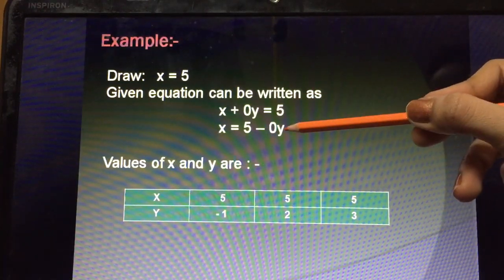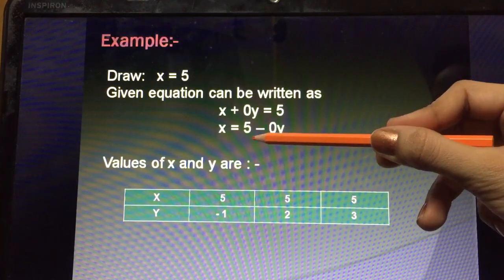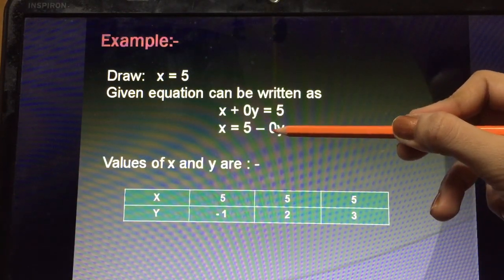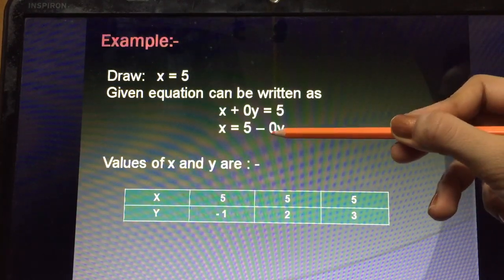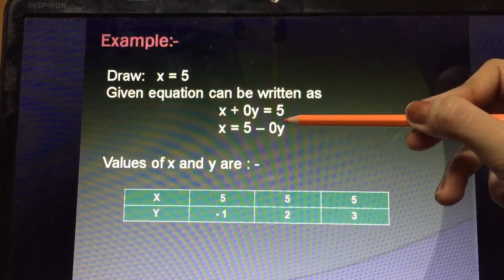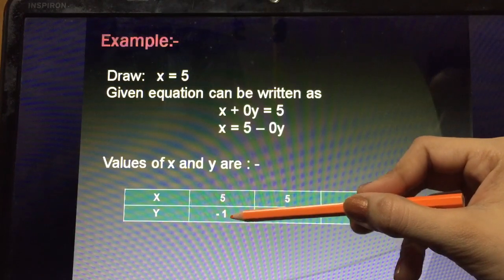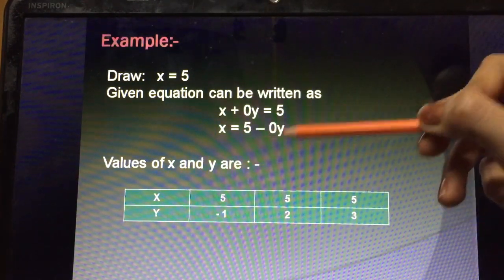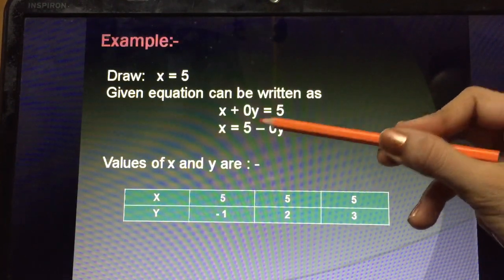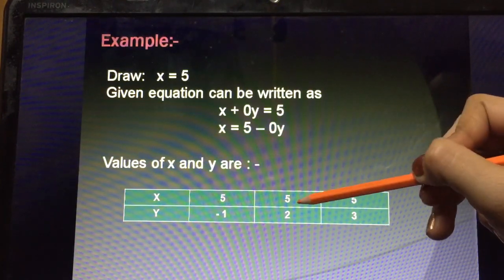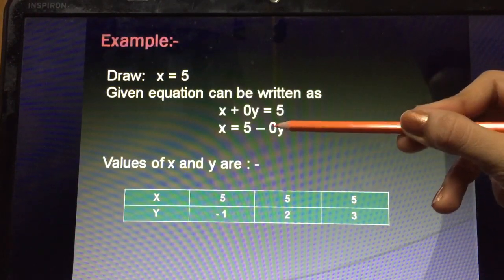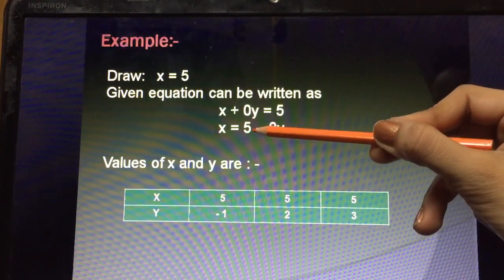We'll put different values of y and find out the corresponding values of x. Now see, the coefficient of y is 0, तो आप y का कुछ भी वैल्यू लेंगे वो पूरा का पूरा टर्म 0 होना ही है. ओके, तो अगर आपने y -1 लिया तब भी आपका ये पूरा 0 होगा, दैट मीन्स आपका x 5 ही आएगा. अगर आपने y 2 ले लिया तब भी ये पूरा 0 होगा और x आपका 5 ही आएगा. अगर आपने y 3 ले लिया तब भी आपका ये पूरा टर्म 0 होके x इक्वल टू 5 ही आना है.